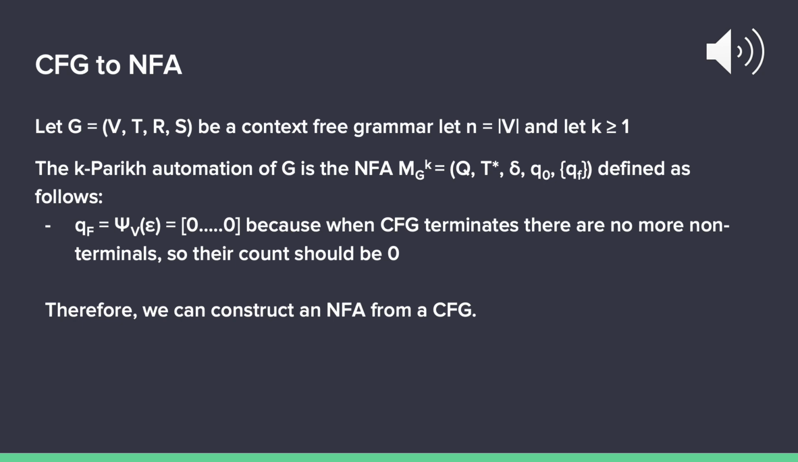And now let's define QF, which are the final states of our NFA. This is basically only one state, which is psi V of epsilon, which is all zeros. This is because when a CFG terminates, there are no more non-terminals, so their count should be 0. So we should only have terminals in the word that the CFG terminates on. Therefore, we have shown that we can construct an NFA from a CFG with this very clear definition of Q, T, delta, Q0, and QF.